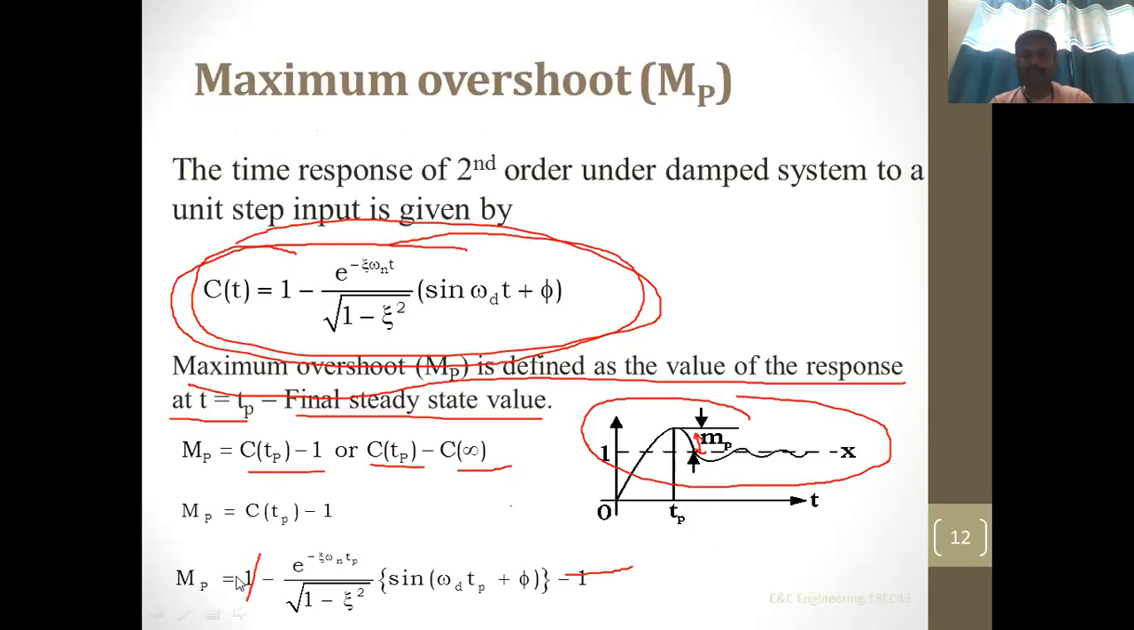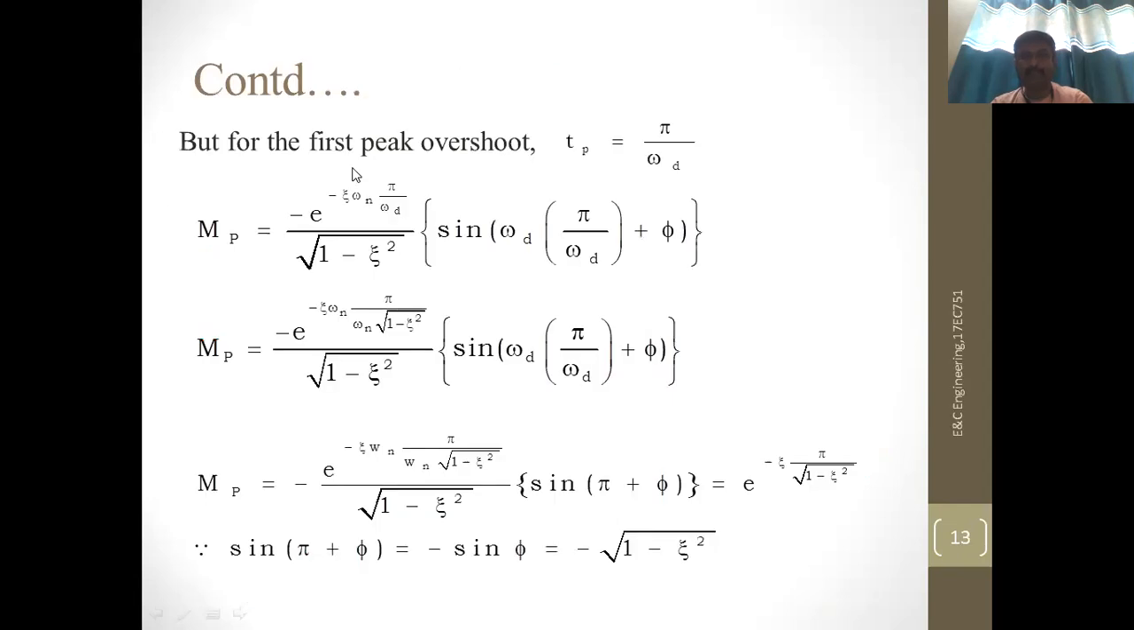Now Mp is available at this point. This is negative. Next step. For the first peak overshoot, what is the parameter we had? Tp is equal to pi by omega d. When do I get the first peak? At n is equal to 1, thereby Tp is equal to pi by omega d.